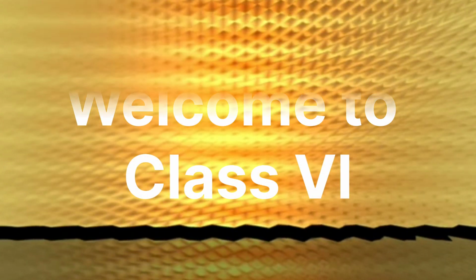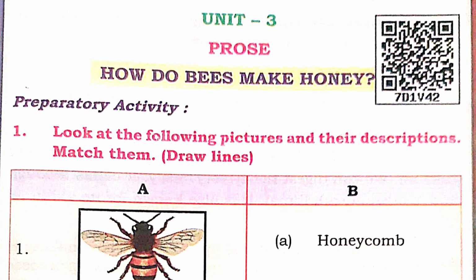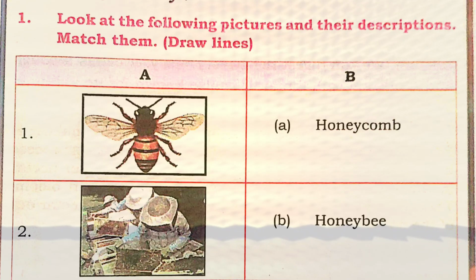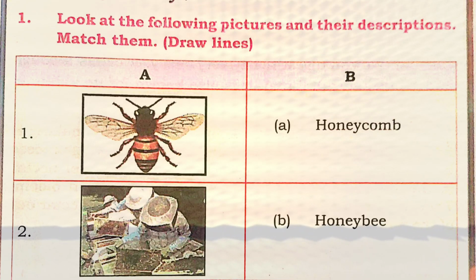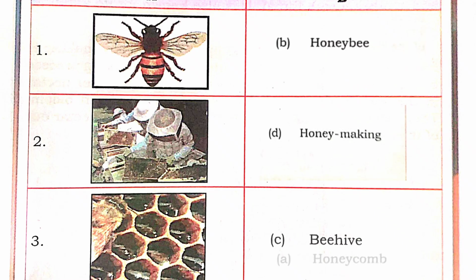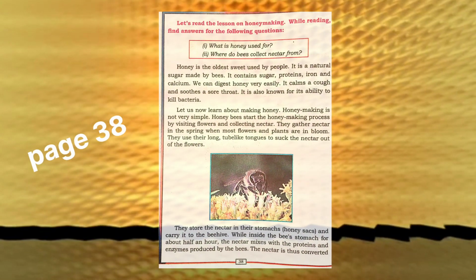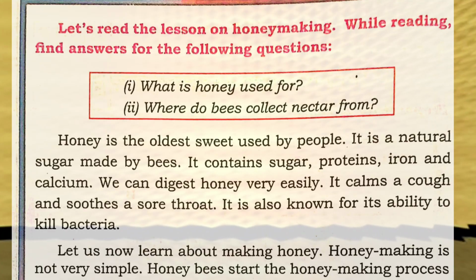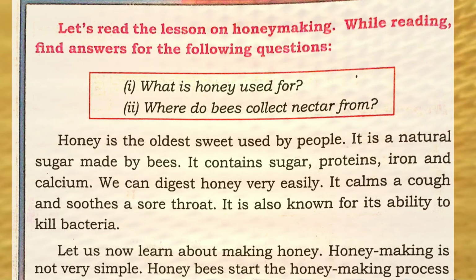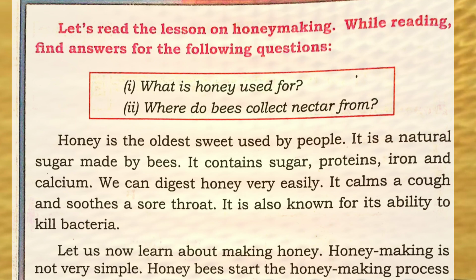Welcome to class 6. Unit 3 Prose: How to make honey. Look at the following pictures and their descriptions. Match them. Let's read the lesson on honey making. While reading, find answers for the following questions.